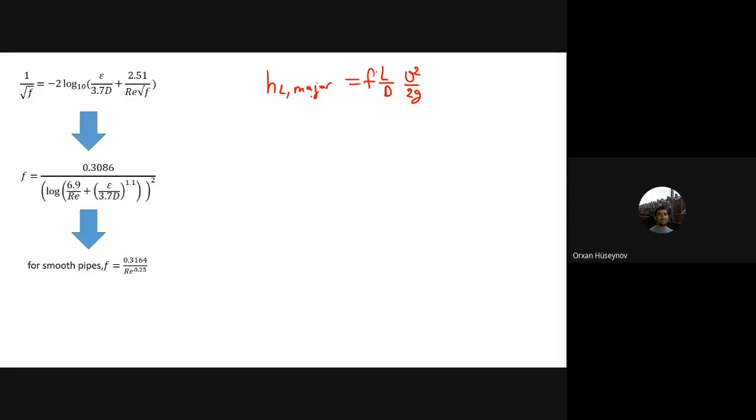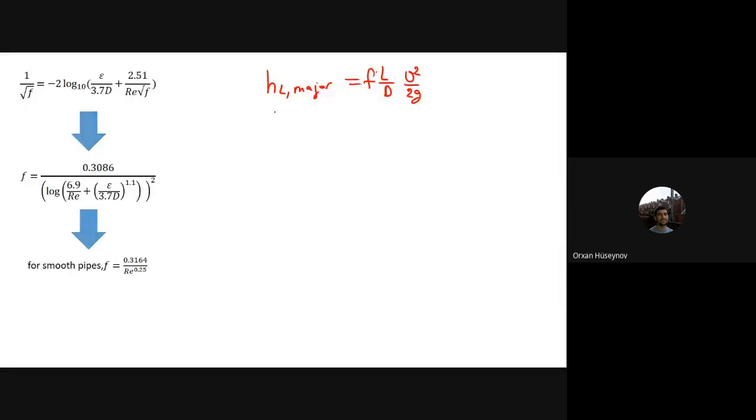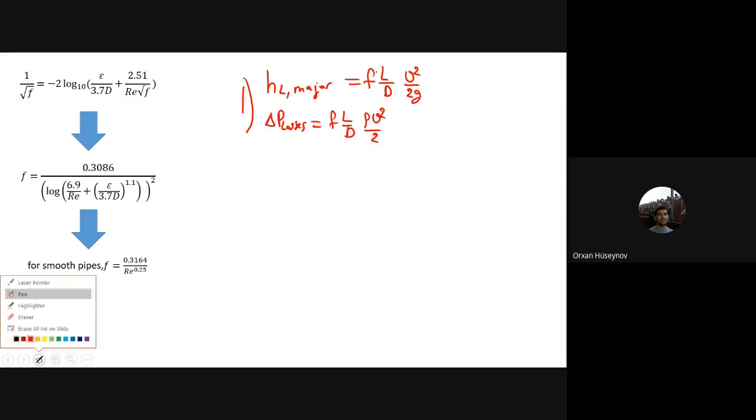This equation has only major loss. We will talk about what f and L are. But if you are looking for the pressure losses, it will be f L by D multiplied by ρV squared by 2. This is the first. Now let's get to know the terms here. D is the diameter and L is the length. V is the velocity, and g is the gravitational constant, which is 9.81 meters per second squared.